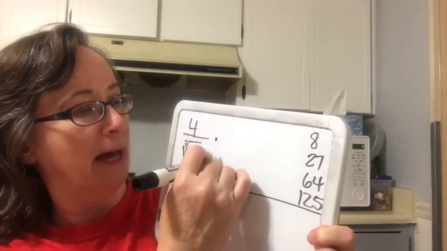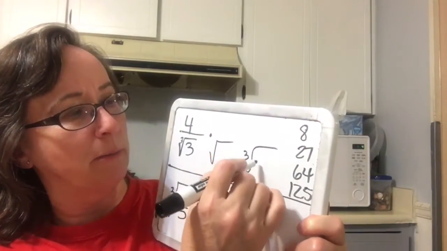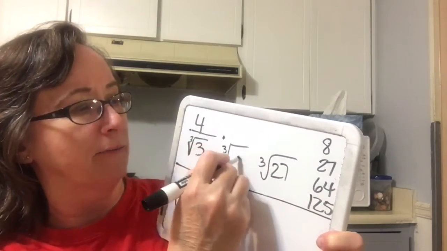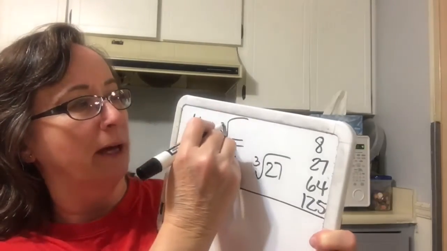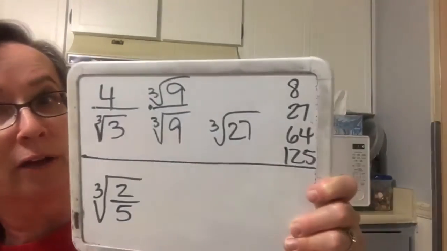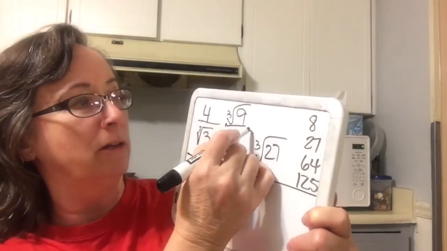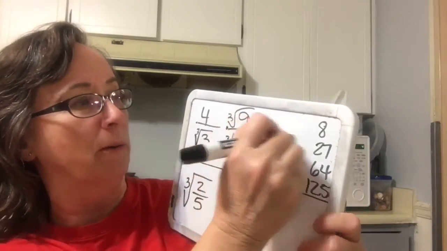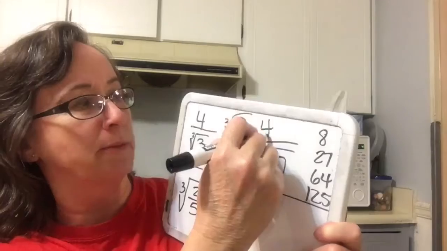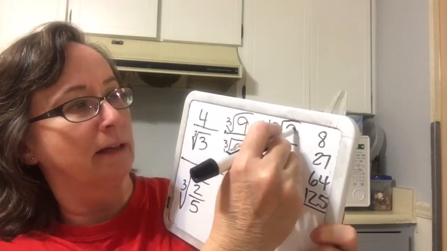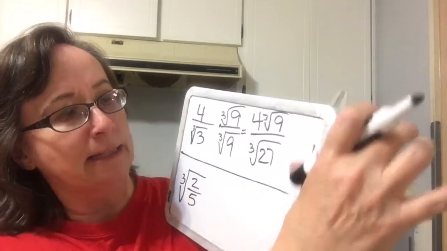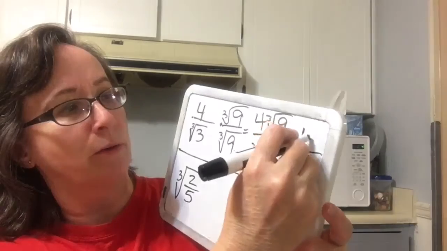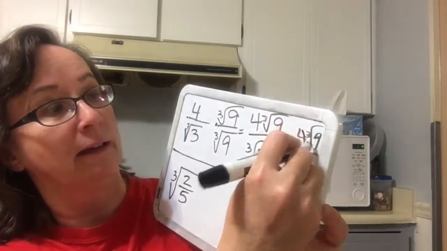So I'm going to multiply by something that's going to get me to the cubic root of 27 in the denominator, and that something is going to be the cubic root of 9. So I'm going to multiply by 1 in the form of cubic root of 9 over cubic root of 9. And my new denominator is cubic root of 27, that was my goal. And the top is going to be 4 times the cubic root of 9. And lastly, I will simplify this to a 3, and I get 4 cubic root of 9 over 3.